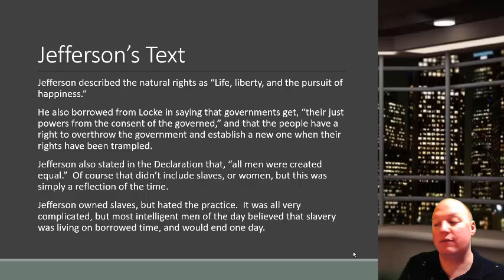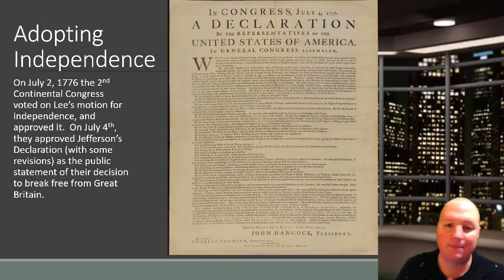He believed that slavery was on the clock, basically, but it wasn't for him to end it. That's the thing. So it's a contradiction. It's a contradiction that needs to be mentioned. It is what it is.